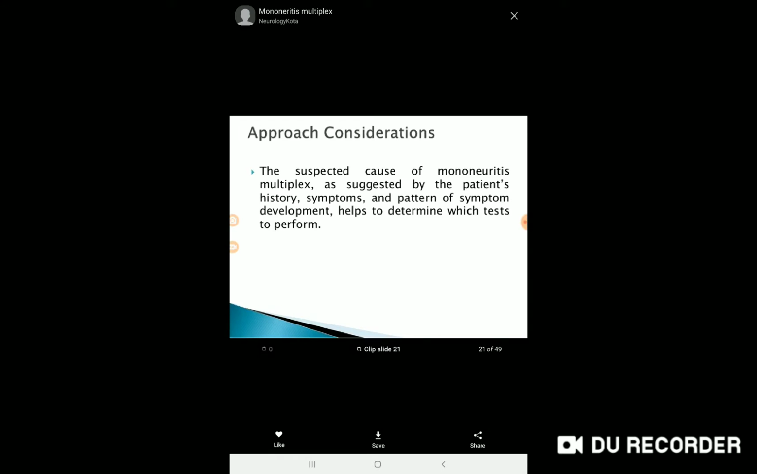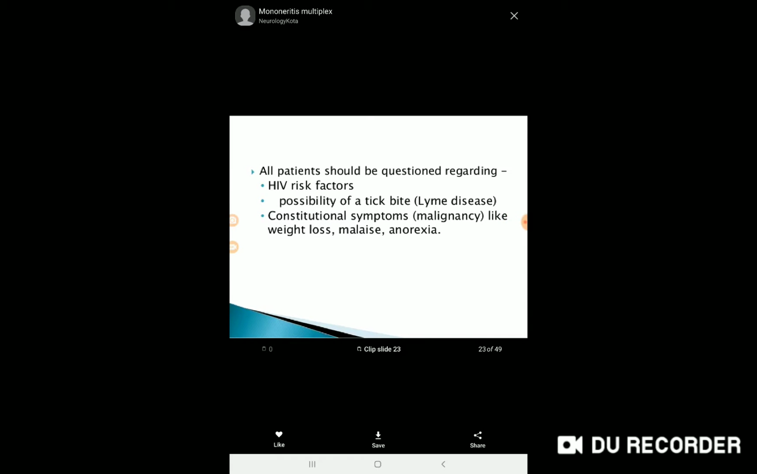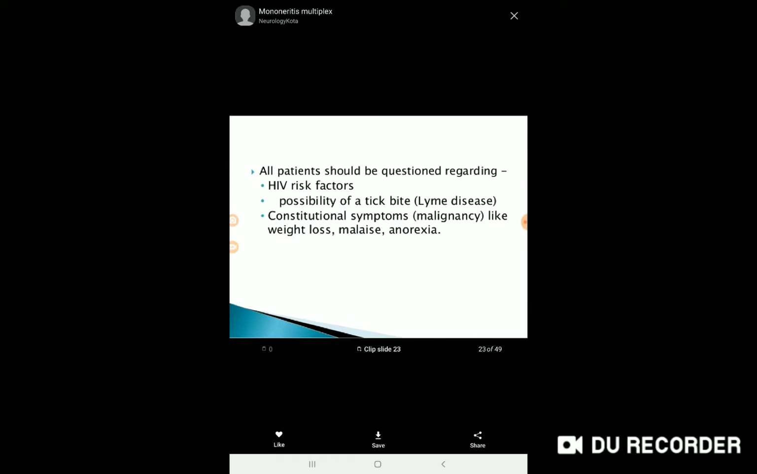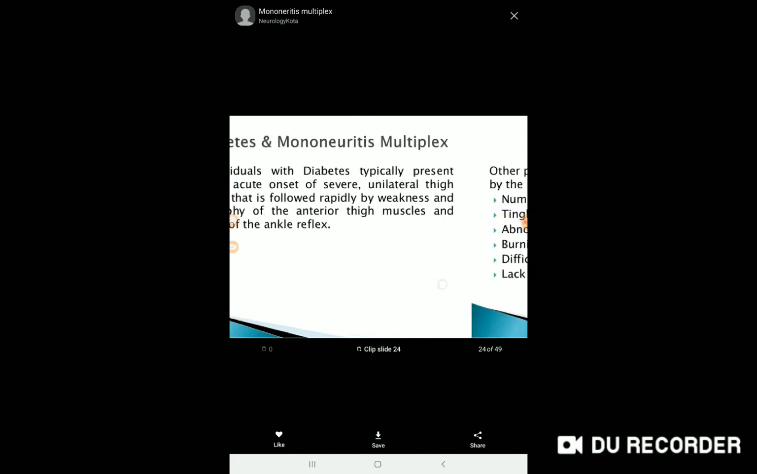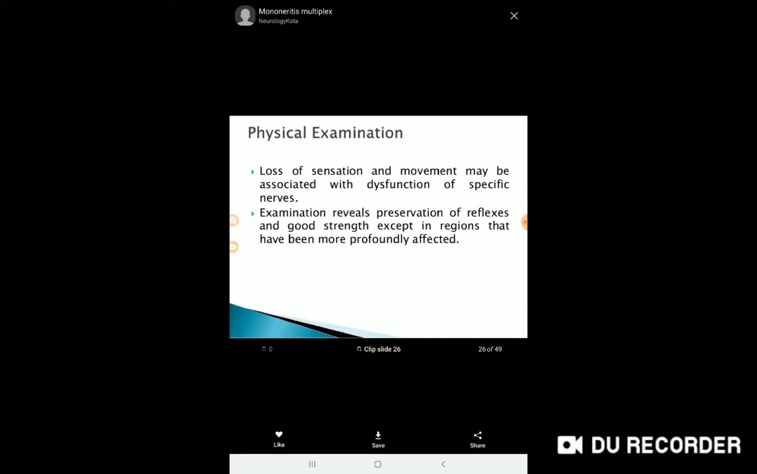And how can we approach? We can take a good history, or a good systemic history, to identify the actual cause. We look for infective foci such as Lyme disease, and malignancy, in which case we can find lumps and bumps, weight loss, malaise, anorexia. In case of STIs, we can take a history of sexual exposure or extramarital affairs. And the symptoms of peripheral neuropathy, such as numbness, tingling sensation, dysesthesia, paralysis.